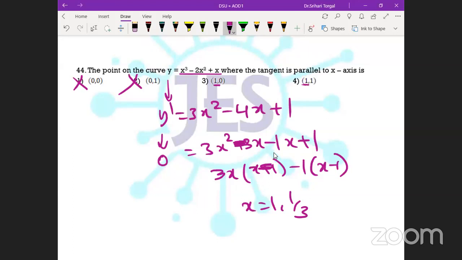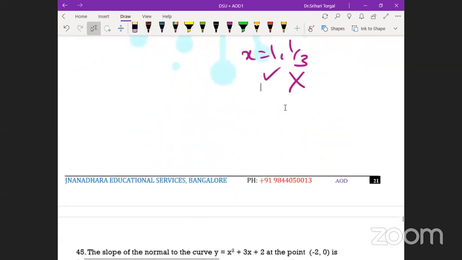These two are not the answers. Now I have to take this 1 and substitute here. 1, 1, 1. Answer is 0. 1 comma 0 is the right answer. You have to neglect this 1 by 3. You have to take this 1 and substitute in the equation. Right?